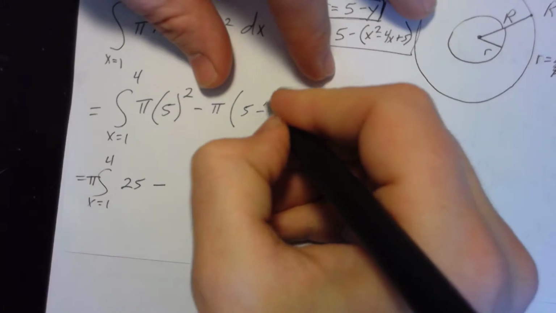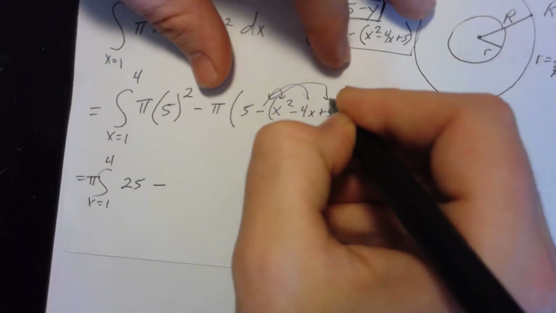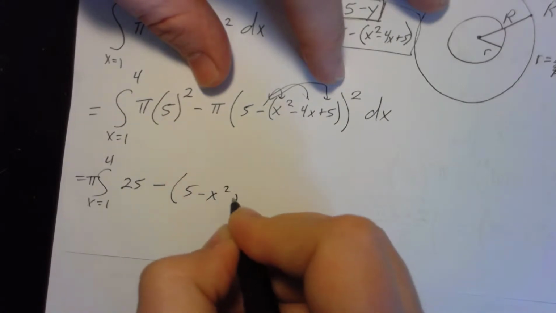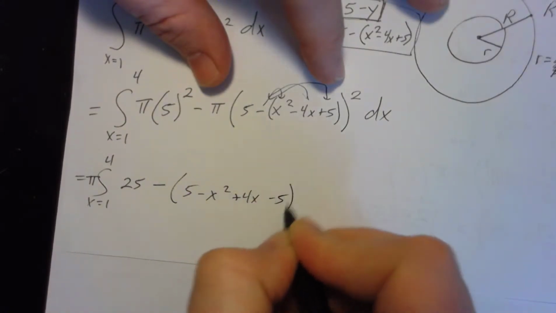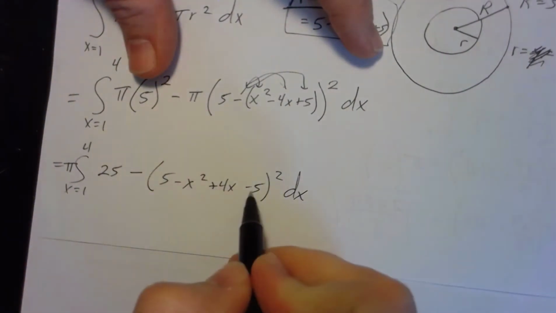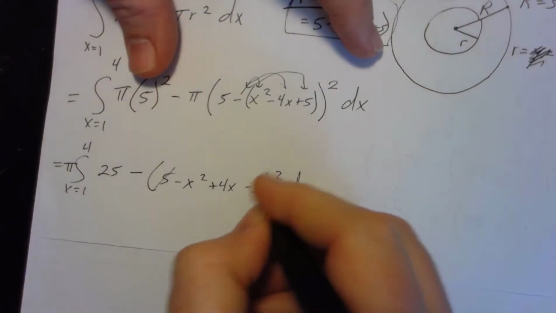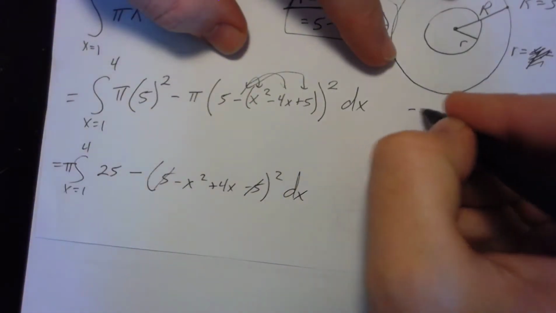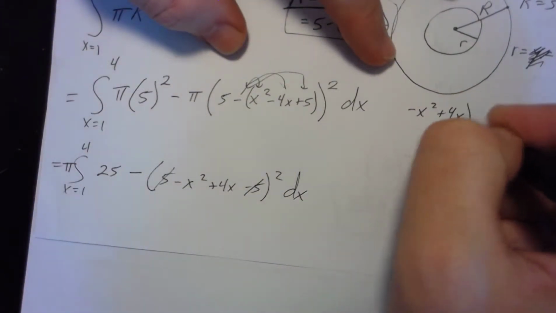In this one here, I'm going to distribute this negative to all three pieces and leave the squared for the time being. So I have 5 minus x squared plus 4x minus 5 quantity squared dx. My next step here is again to simplify this inside, and you'll notice that the positive 5 and the negative 5 will cancel each other out. And then I'll have something squared, in which case I will have negative x squared plus 4x quantity squared.